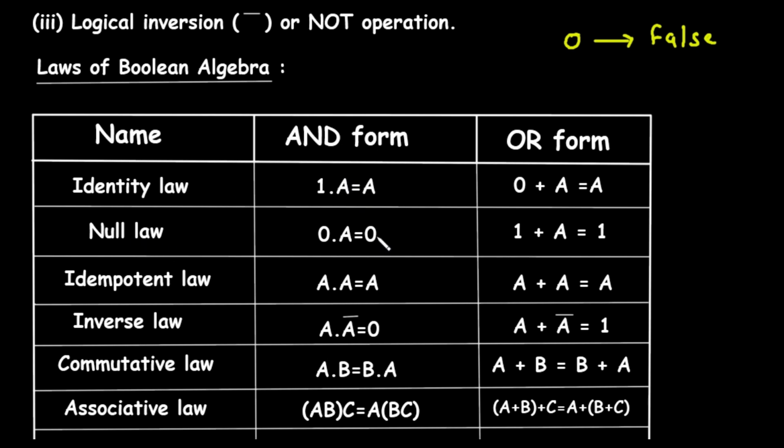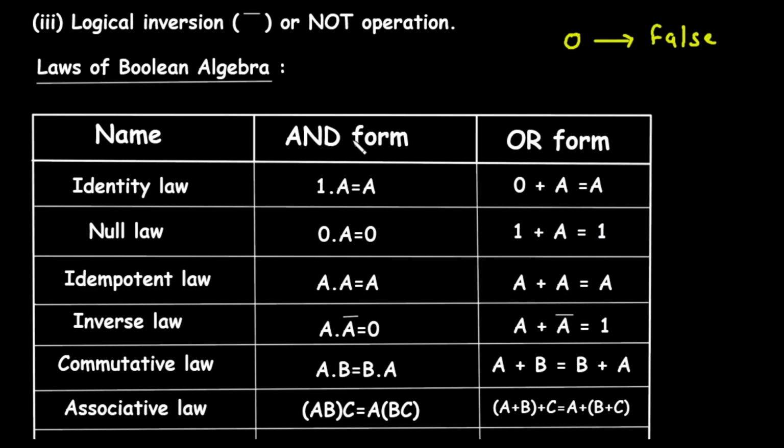Then next is null law. The null law shows how a variable can be annihilated or made irrelevant. So first we will see the OR form. It will be 1 plus A is equal to 1. So A OR true equals true. If one part of an OR statement is already true, the whole thing is automatically true no matter what A is.